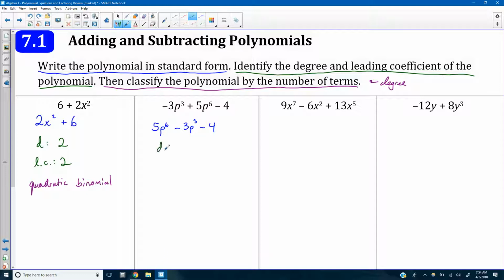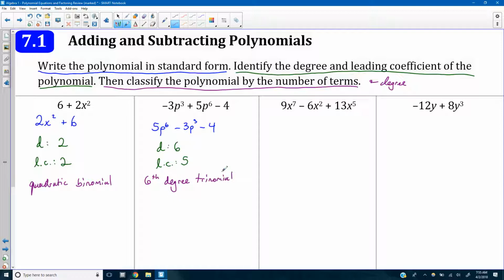The degree of this polynomial is 6. Again, it is based on the leading term here. And the leading coefficient, of course, also based on the leading term, is a 5. That is the leading coefficient. And last but not least, this is a 6th degree. I'm not going to say anything else other than 6th degree. I believe it's called a sextic degree. And it's a trinomial.